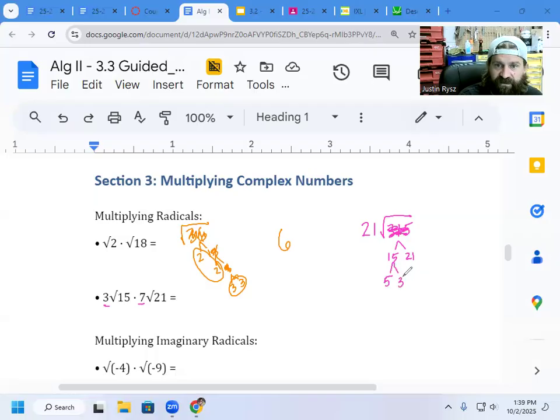15 is 5 and 3, and 21 is 3 and 7. That's about as far as we can go. So we can take out a 3 and multiply by the 21 to get 63. Then inside we have a 5 and a 7 working together, 35. Kind of a weird expression, but that's what it would be: 63 radical 35.